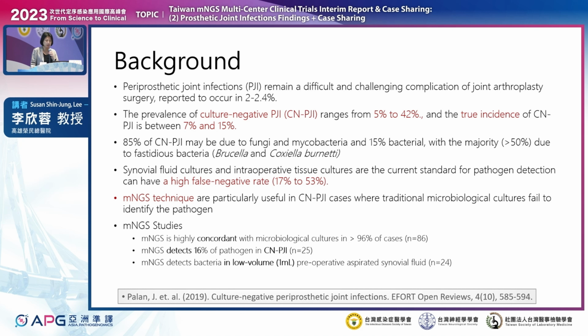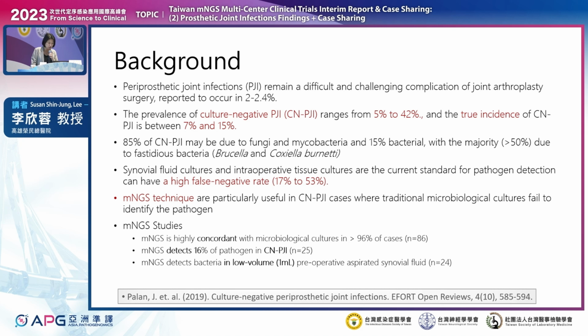The prevalence of culture-negative prosthetic joint infections ranges from 5 to 42%, with an estimated true incidence of 7 to 15%. 85% of culture-negative cases may be due to fungi and mycobacteria, and 15% bacterial, with the majority being due to fastidious bacteria such as Brucella and Coxiella burnetii. In addition, cultures of synovial fluid and intraoperative tissue, which is the current standard for pathogen detection, can have a high rate of false negativity of 17 to 53%.